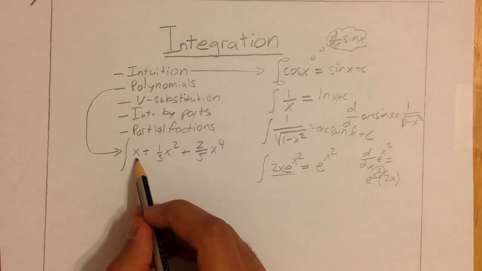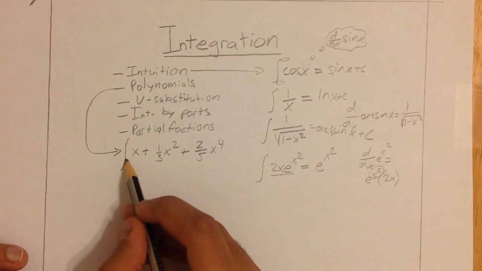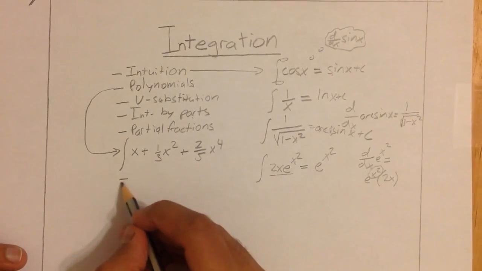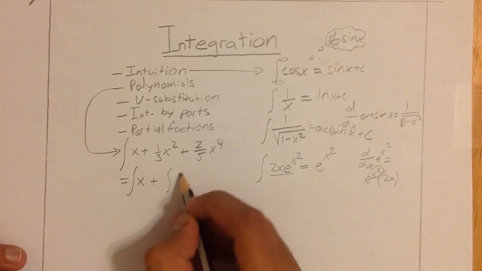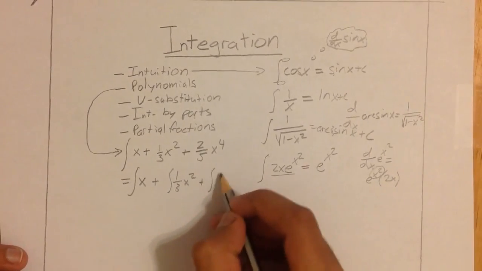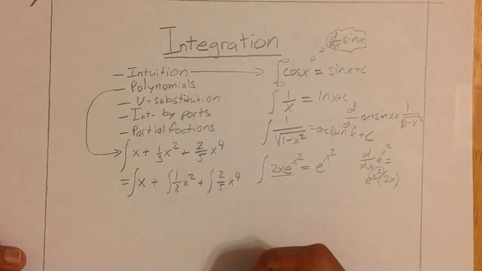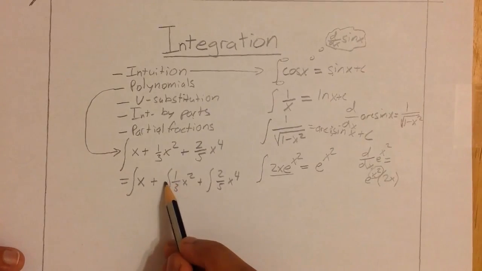Now recall that when you integrate a function such as a polynomial, this integral can be split for each term. So this is the same as the integral of x plus the integral of 1/3 of x squared plus the integral of 2/5 of x to the 4th. Now, we can also pull constants out of the integral.